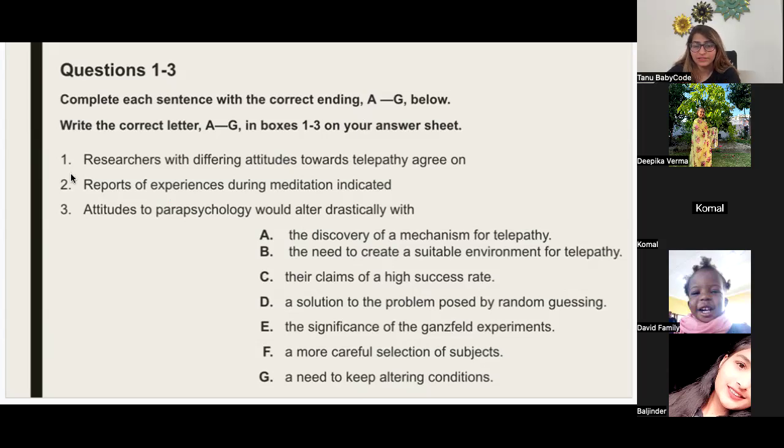Okay. Now let's see the second one. Reports of experiences during meditation indicated. Now, what does it indicate? Reports of experiences during meditation. What does it indicate? You have to check that. Now, this option has already been taken, so we will not use it again.